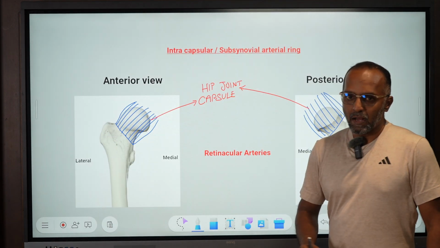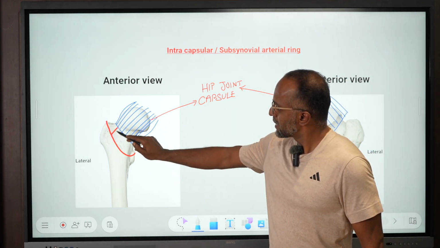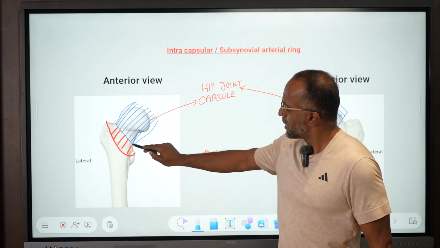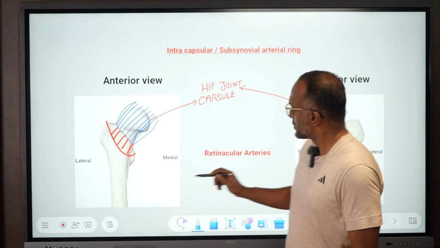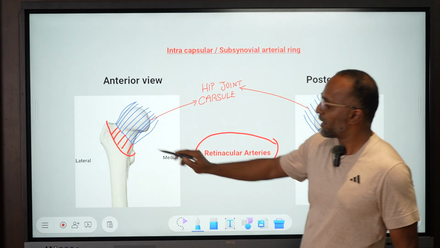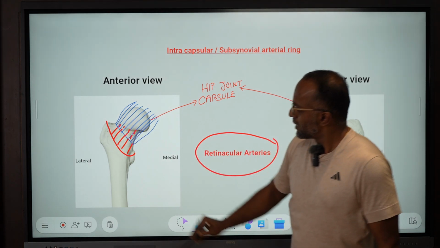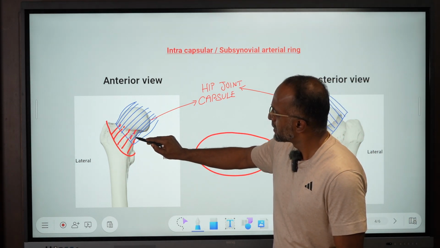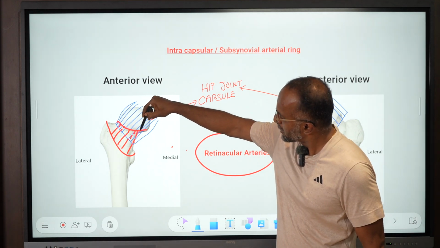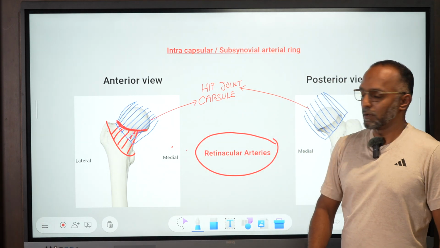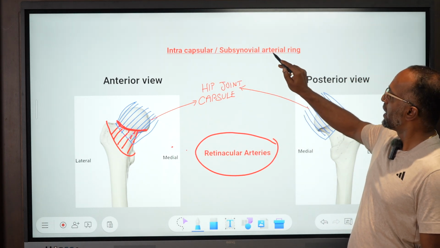Now, this is the extra-capsular arterial ring, and these are the ascending cervical arteries. Once they reach the capsule, they are called by different names. These are called retinacular arteries. Once they are inside the capsule, they are called retinacular arteries. The same arteries continue within the capsule as retinacular arteries. And all these retinacular arteries form a ring along the base of the head of the femur. Okay, so this ring is called the intra-capsular or subsynovial arterial ring.